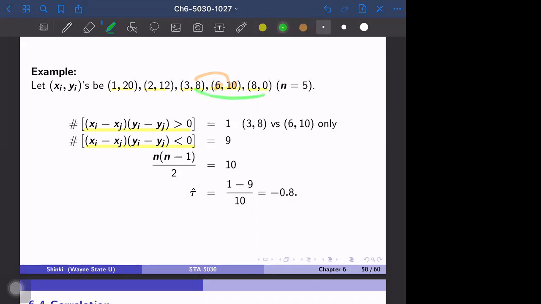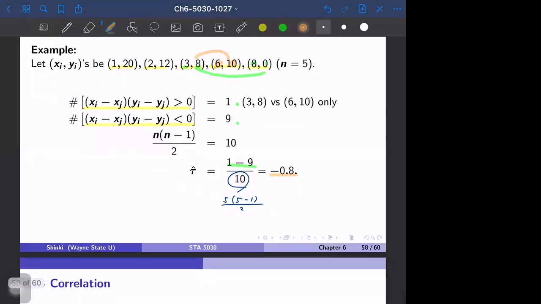For example, this one, the 8 is larger than 3, but the 0 is smaller than 8. So the second pattern is that we have more observations for the second condition. So the 1 and 9, so that is the 1 minus 9. Then in total, we have 10 pairs. So 10 is equal to 5 times 5 minus 1 over 2. So this is negative 0.8. So Kendall's tau is negative 0.8.